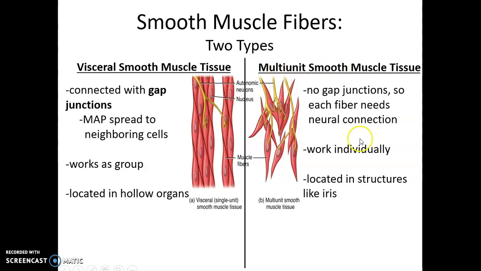The multi-unit smooth muscle tissue, there are no gap junctions because the smooth muscle cells are not forming some kind of larger structure. They're just all together. And that means each individual smooth muscle fiber needs its own connection to a neuron. These cells then work individually rather than collectively, and they are located in structures like the iris of the eye.